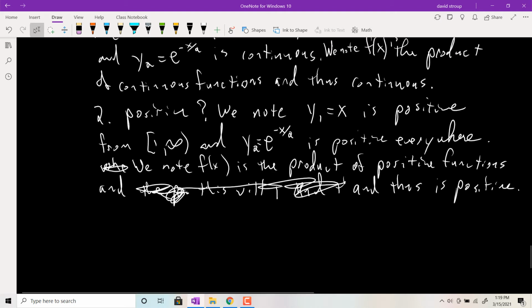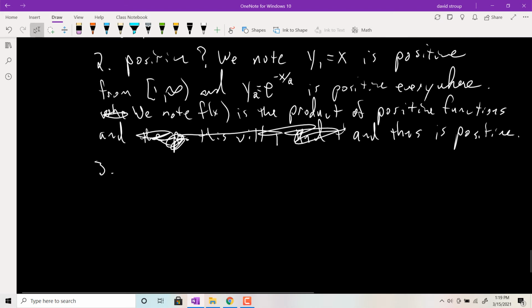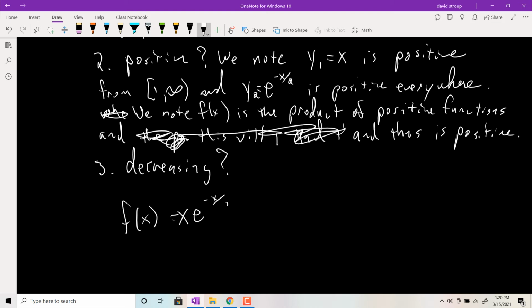Okay. Then thirdly, we got to show it's decreasing on this interval, hopefully. So let's get the derivative. F of x is x e to the negative x over 2. Okay. F prime of x will be, via the product rule, x e to the negative x over 2 times negative 1/2, and then plus the derivative of x is just 1, so you'll have e to the negative x over 2.